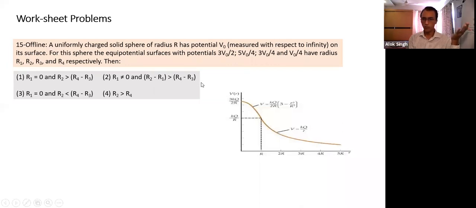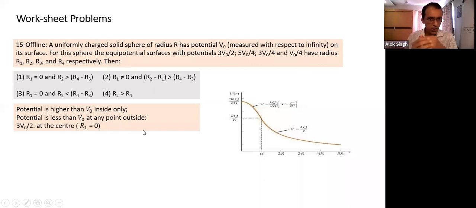R1 is equal to 0. Where do you get 3 by 2 times the potential of the surface? At the center, R1 is equal to 0. So let's do one by one. Potential is higher than V naught inside only, and potential is less than V naught at any point outside. That's something I started with.